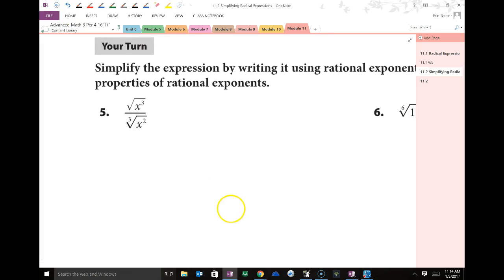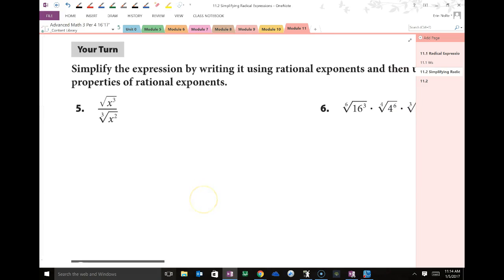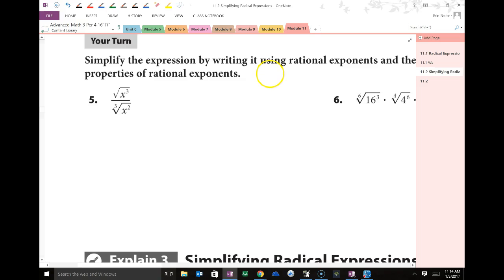Okay, so make sure that you read the instructions right here. This problem is going to be easier if you write it as a rational exponent, so putting it into the exponential form, simplifying it and going back. So start by writing this in exponential form and simplifying it.